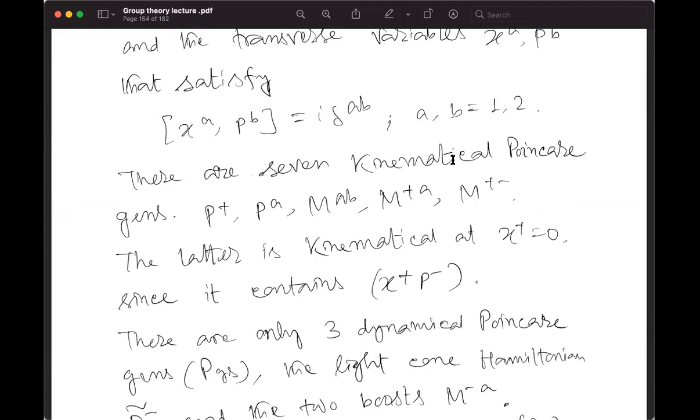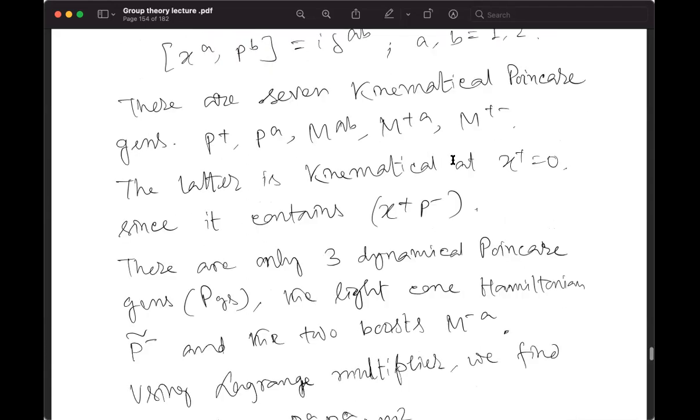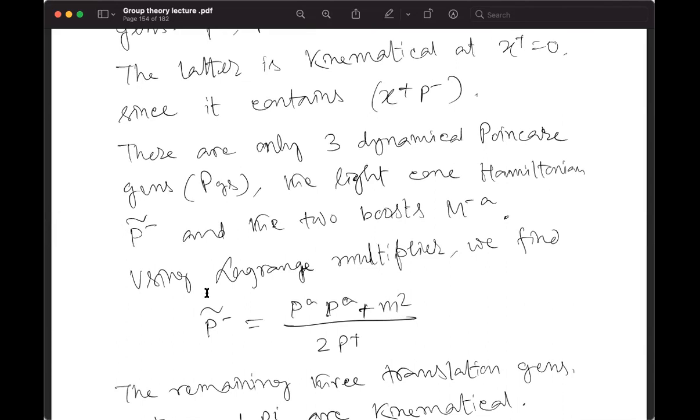P plus, P^a, M^{ab}, M plus a, M plus minus. The latter is kinematical at x plus equal to 0 since it contains x plus p minus. Now there are only 3 dynamical Poincare generators: the light cone Hamiltonian P minus tilde and the 2 boosts M minus a that we have.